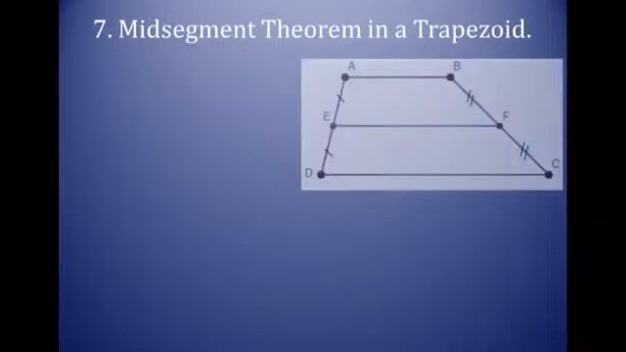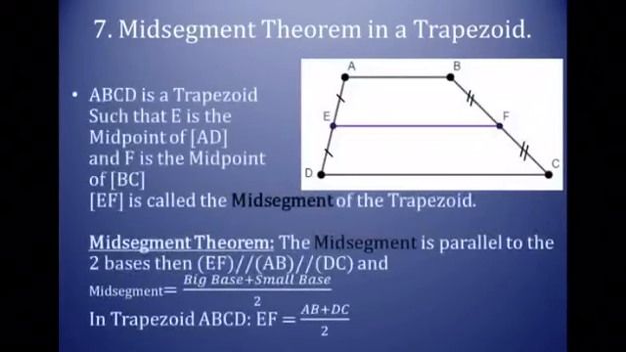The mid-segment theorem in a trapezoid. If we have a trapezoid, as you already know, the mid-segment theorem consists of midpoints. So we need two midpoints to say that we have a mid-segment theorem. Also in a trapezoid, same idea as in a triangle. If we have a trapezoid, for example ABCD, E is the midpoint of AD, F is the midpoint of BC. EF, the segment joining the midpoints of the trapezoid, is called the mid-segment of the trapezoid.